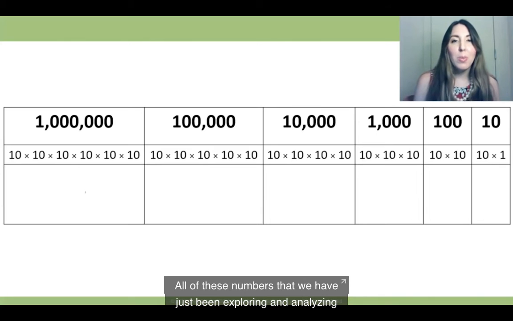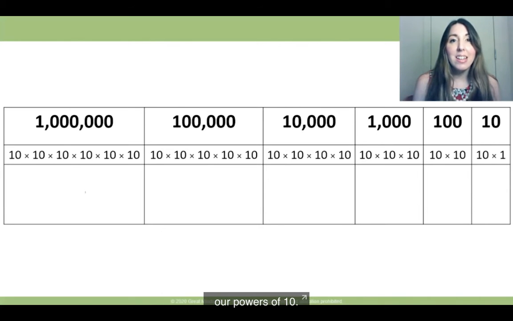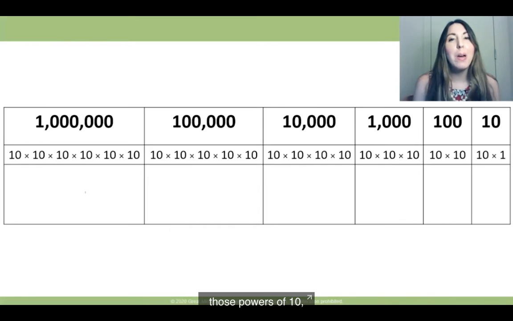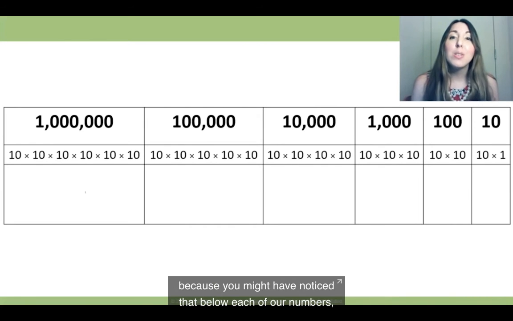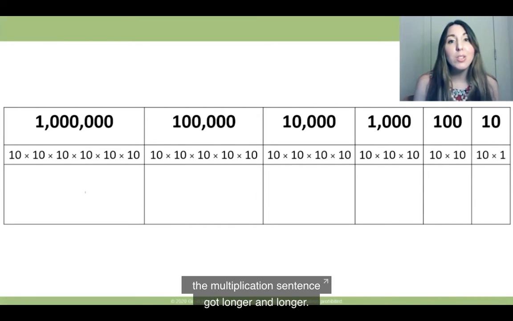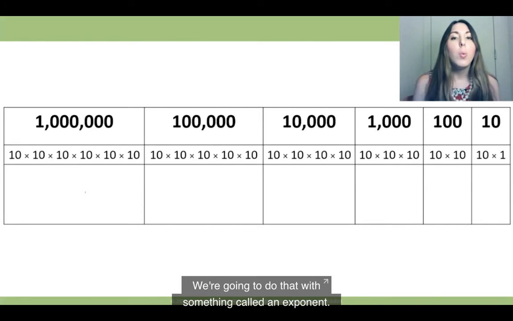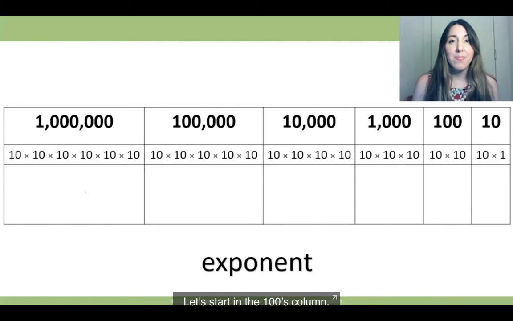All of these numbers that we have just been exploring and analyzing are powers of 10. And today, we're going to learn a new way to record those powers of 10. Because you might have noticed that below each of our numbers, the multiplication sentence got longer and longer. So let's think about a shorter way that we can record these powers of 10. We're going to do that with something called an exponent.